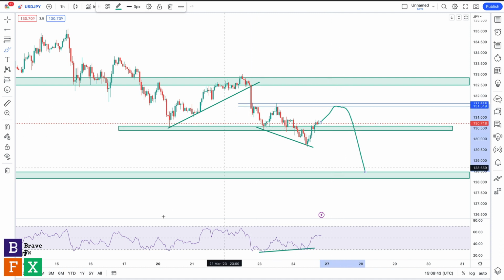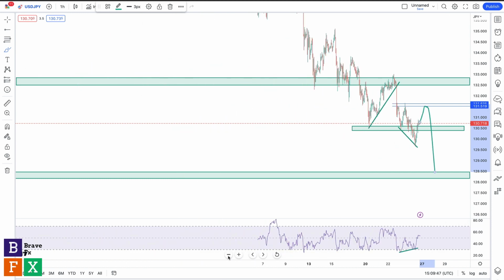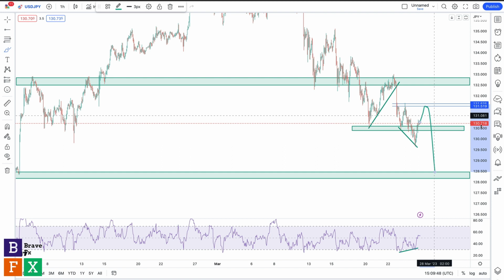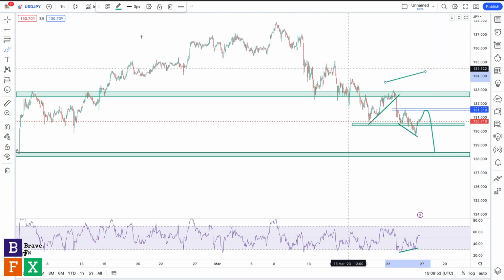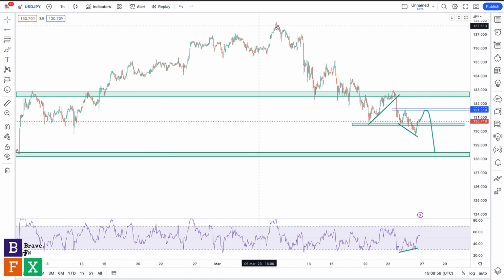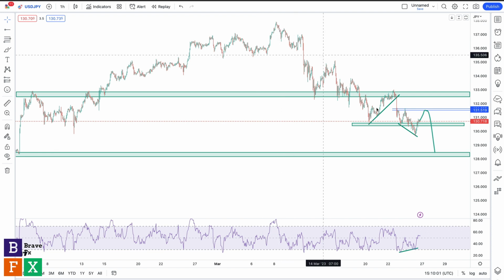The reason why I'm bearish on USD-JPY is that this is clearly a bearish trend, right? So zooming out, you can see this is clearly a bearish trend, with price making a series of lower highs and lower lows. So this is the reason why I'm going to go short on USD-JPY, with the two explanations I just gave.